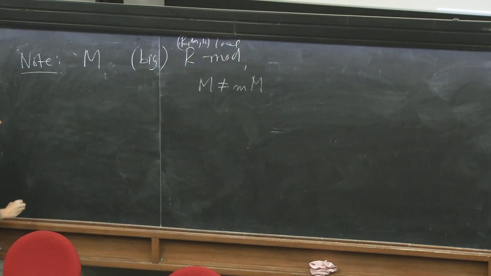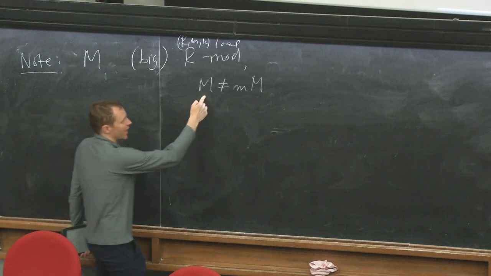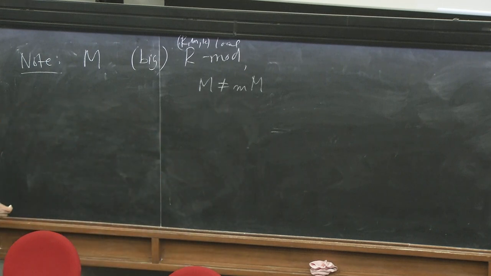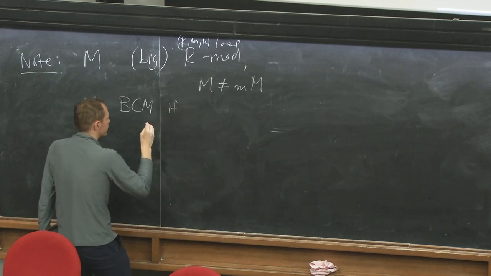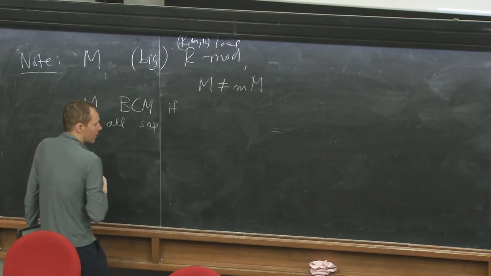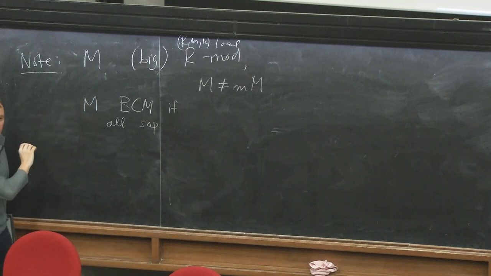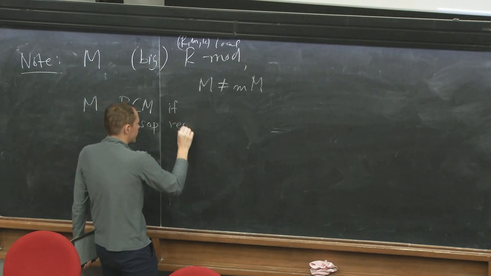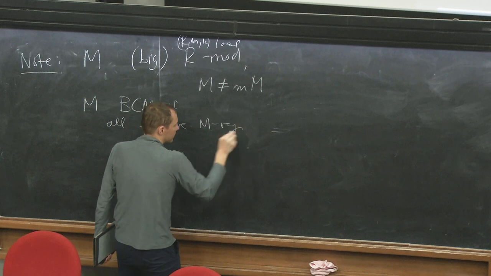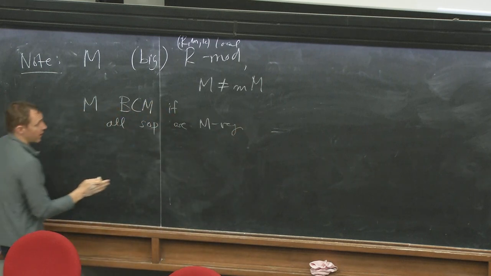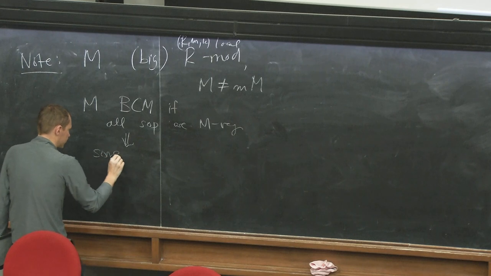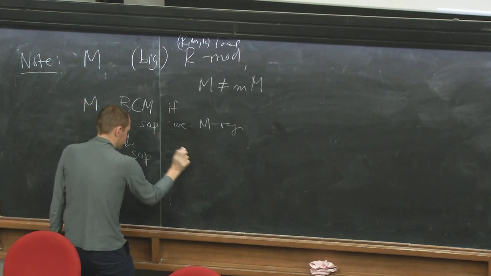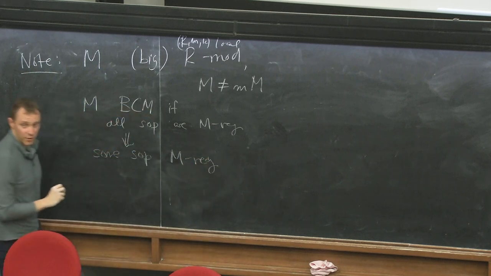Right, so let's say you have a big R-module M, big meaning possibly not finitely generated, and let's assume that M is not equal to little m times M. Then what I mean by BCM is balanced big Cohen-Macaulay algebra. So all systems of parameters are regular sequences. Of course, if all systems of parameters are regular sequences, then that implies that some system of parameters is a regular sequence.